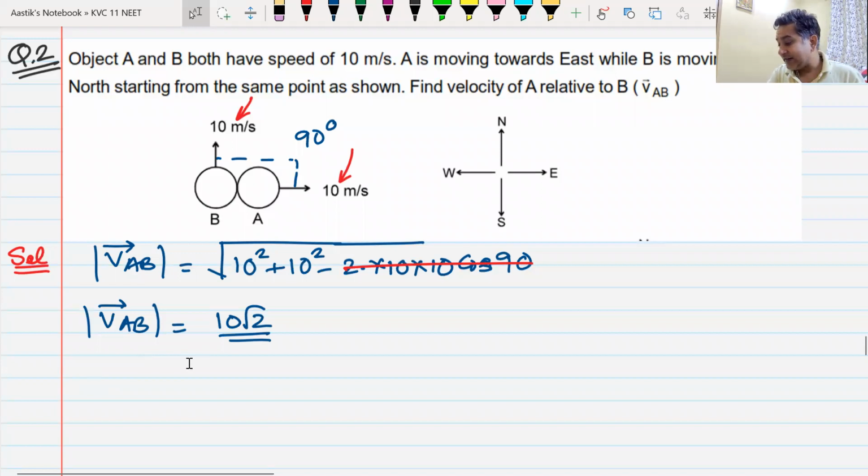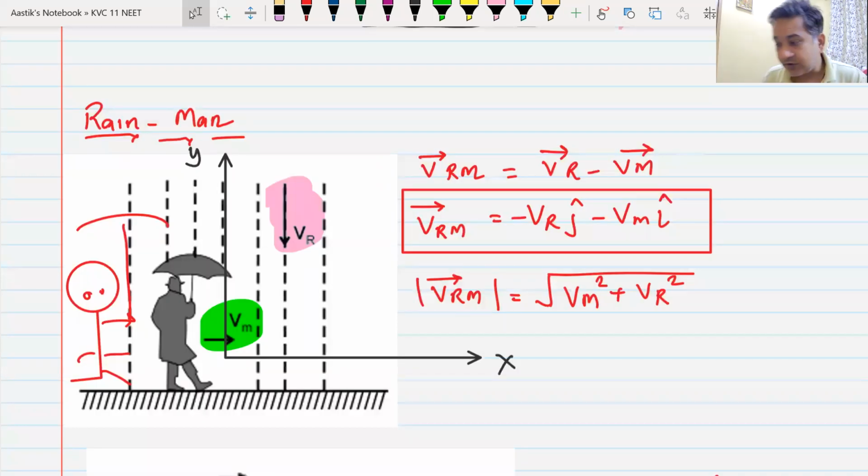The only thing that is left now is your river boat or river man problem. Up till now, man was swimming like this, upstream or downstream. Now he will swim like this. River will flow like this, and he will swim like this. We call that river crossing problem. That is the next set of problems that we'll do.